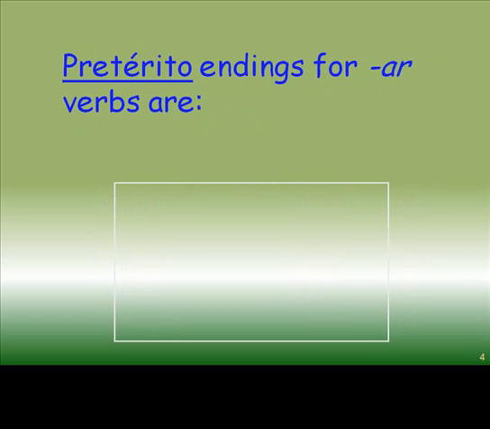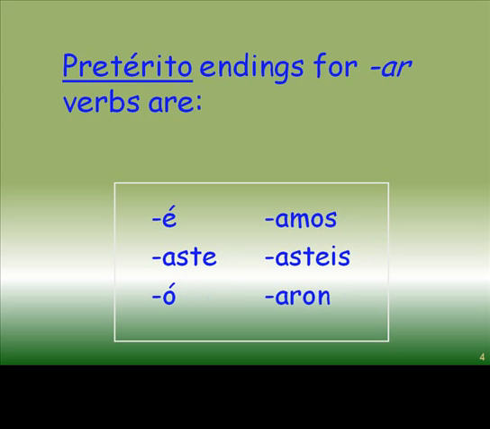Okay, here are the endings we need. So preterite endings for AR will be the following. We have é, aste, ó, amos, asteis, and aron. This is again for regular conjugations in the past tense preterite.